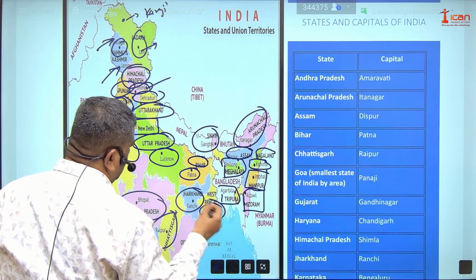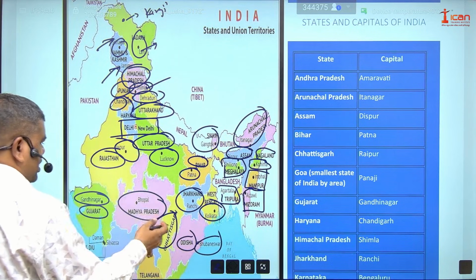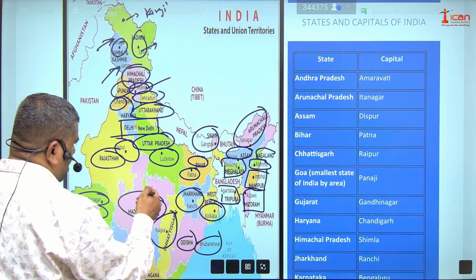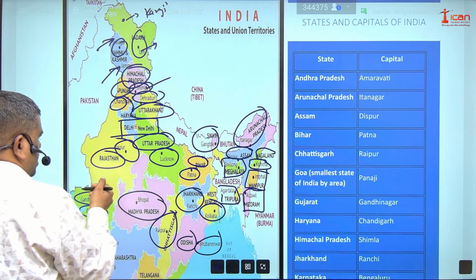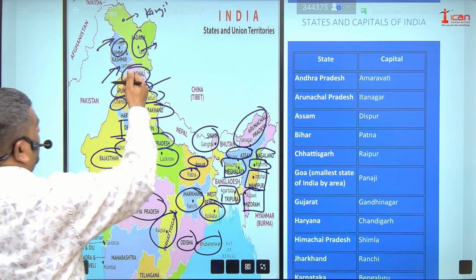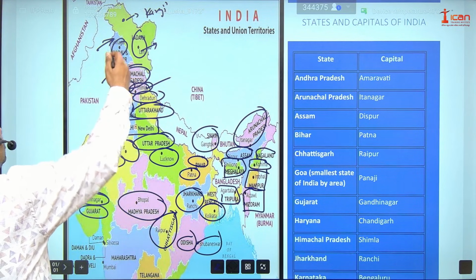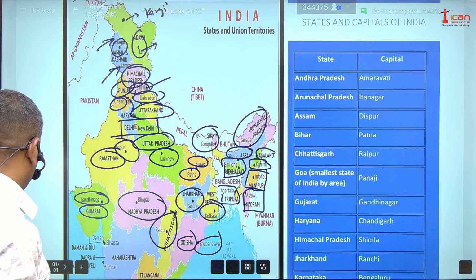Then we have 4 states. We have Odisha, which has Bhubaneswar. These 4 states here. In central India we have Chhattisgarh, Madhya Pradesh, Uttar Pradesh, Rajasthan. To the west we have Gujarat. In the north, if you go, Uttarakhand, Haryana, Punjab, Himachal Pradesh, and the Union Territories of Jammu Kashmir and Ladakh.